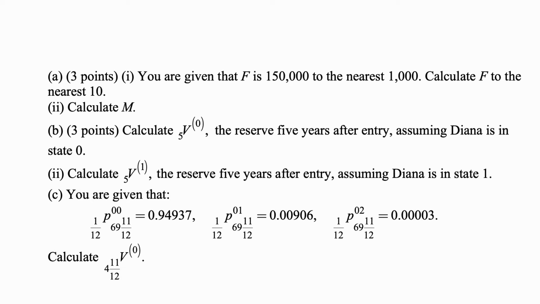You're also given the probability of survival in state 0 at age 69 and 11/12 for the next 1/12 of the year is 0.94937, and the probability of transitioning to state 1 under the same circumstances is 0.00906, and the probability of transitioning into state 2 under the same circumstances is 0.00003. Calculate the reserve in state 0 at policy duration 4 and 11/12, or duration since admission of 4 and 11/12.